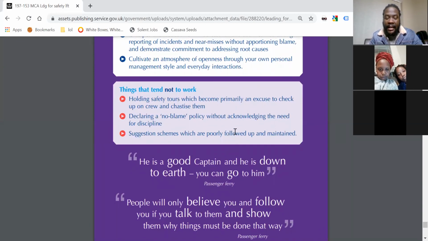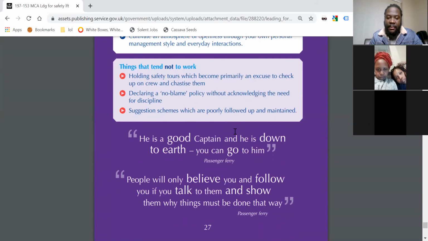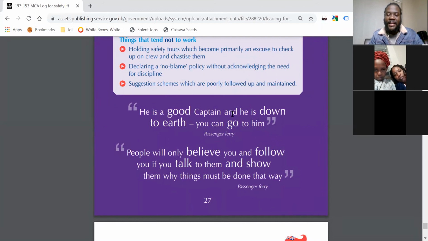If there's a suggestion, let the person that made the suggestion follow up. Let them know that you're following up, so that they know that anytime they make a suggestion, you don't just dump it. So if someone says he's a good second officer, he's down to earth, you can go to him. Another example: she's a good third engineer, she's down to earth, you can go to her. Or she's a good chief officer, she's down to earth, you can go to her.